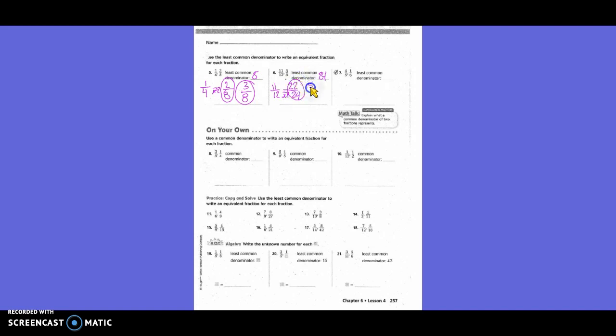And then I have 5/8 equals something over 24. How did I get from 8 to 24? Times 3. So what I do on the bottom, I also have to do on the top. So 5 times 3 is 15, so 15/24. 4/5 and 1/6. What is our least common denominator?